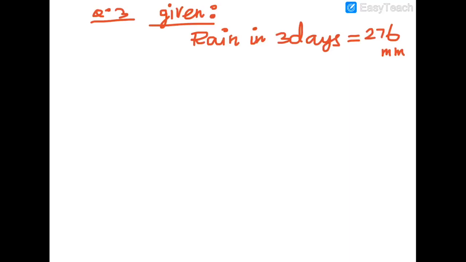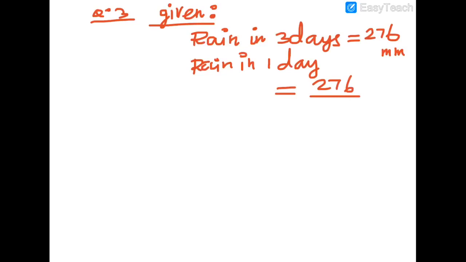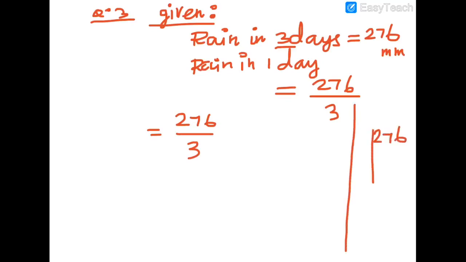So first we have to find the rain in 1 day. So rain in 1 day, how much amount? Okay, so rain in 1 day means 276 divided by 3, the 3 days amount. So first we have to write here 276 divided by 3. So you have to divide it here, just put one line. So 276 divided by 3.